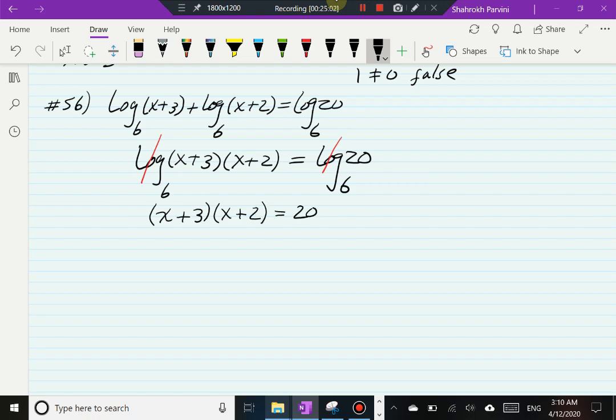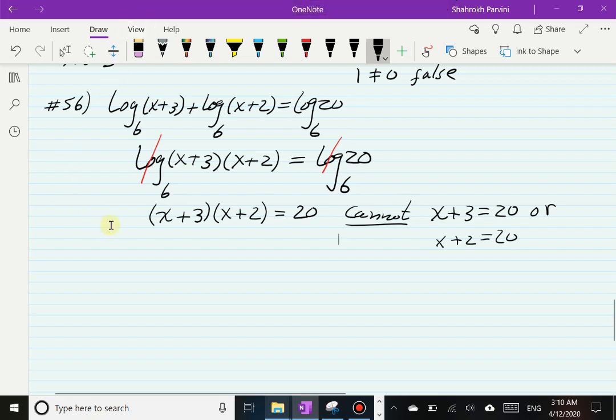For two logs to be equal, they have the same base. They have to have the same argument, right, in order to be equal. Now here, one thing you've got to be careful about, something I cannot do: I cannot say x plus 3 is 20 or x plus 2 is equal to 20. The zero factor property only works when there's 0 on the right side. Again, this may be tempting because this is a nice factored form equal to 20, but this won't work.